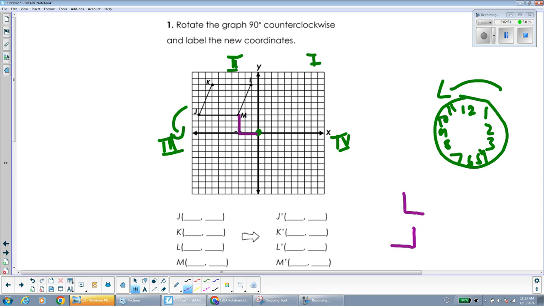So same movement, this was 3 and 3. So 3 and 1, 2, 3. And here we have our image point. I'm going to label that M prime. I'm going to write down the coordinates. The original was -3, 3, and the rotated is -3, -3. Let's check out point L next.